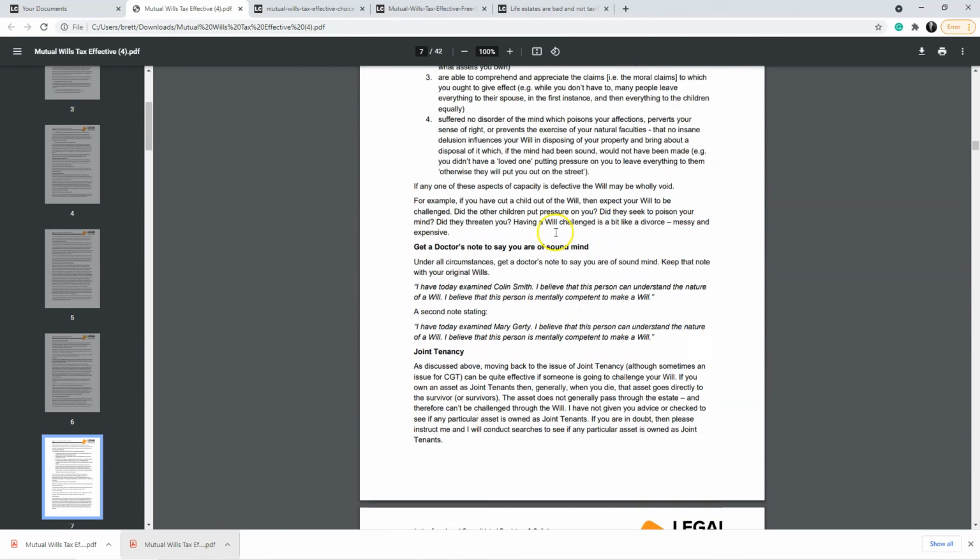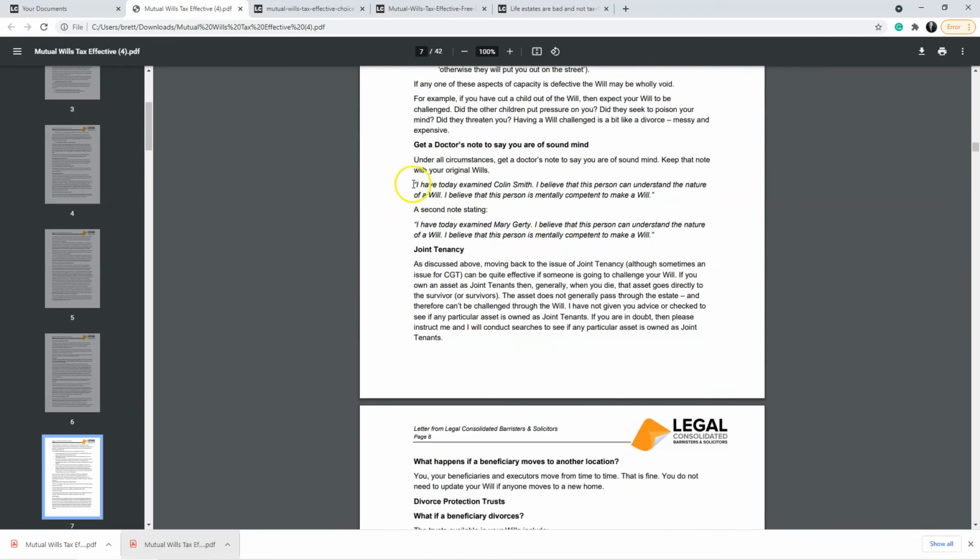Who can challenge the will? Going through those rules. You must always get a doctor's certificate saying you're of sound mind. I'm giving you the wording. Although I must say, I don't think any lawyers actually followed the wording, but it gives you the gist of what we'd like the doctor to write.